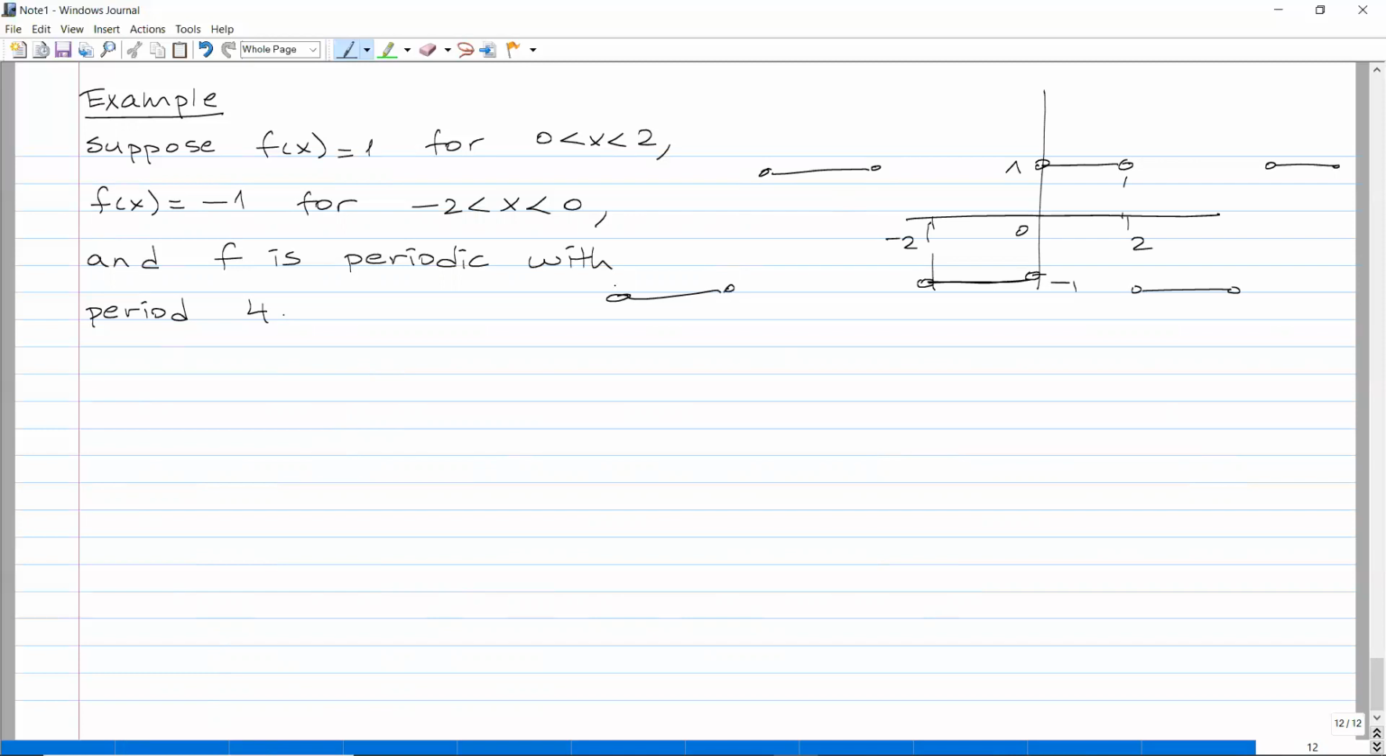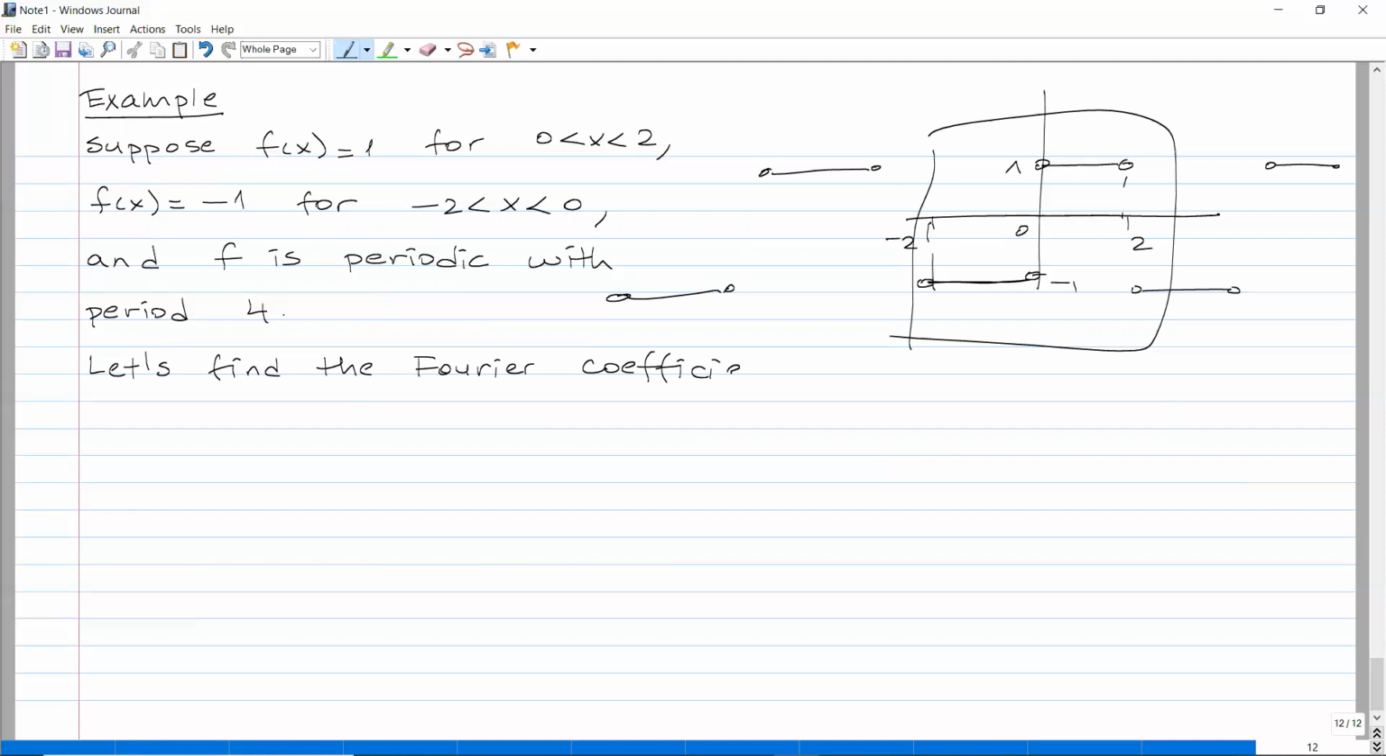So after this, it's going to repeat the same picture, and so on. So it is periodic with period 4. The picture from minus 2 to 2 is going to repeat itself. Okay, let's find the Fourier coefficients of f.